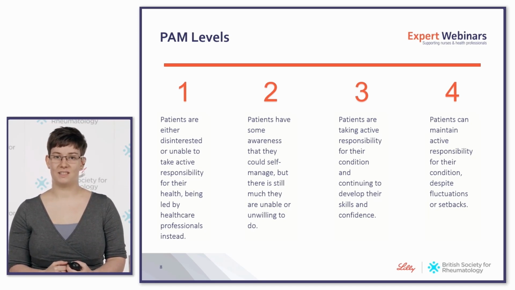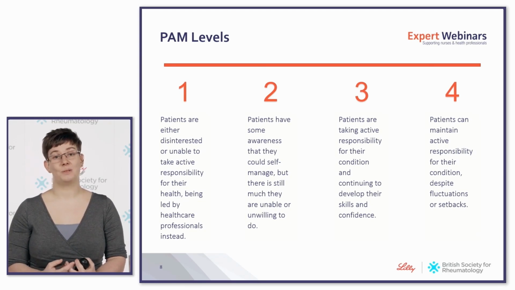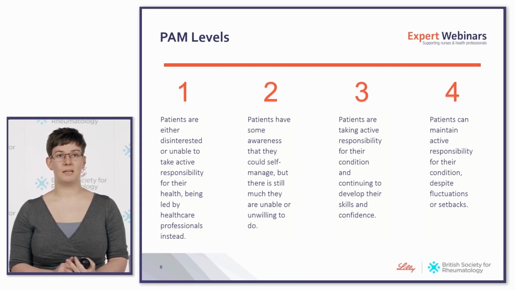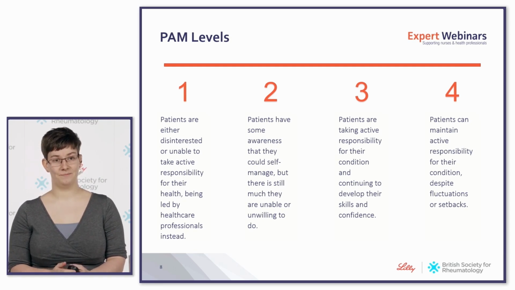At level 4, which is the highest PAM level, people are actively managing their condition and taking responsibility for doing so. At this level, people are also generally able to return to active self-management after a flare or a fluctuation. People can move between these levels in both directions. It's not linear, but it describes a sense of how people at certain PAM levels may present.